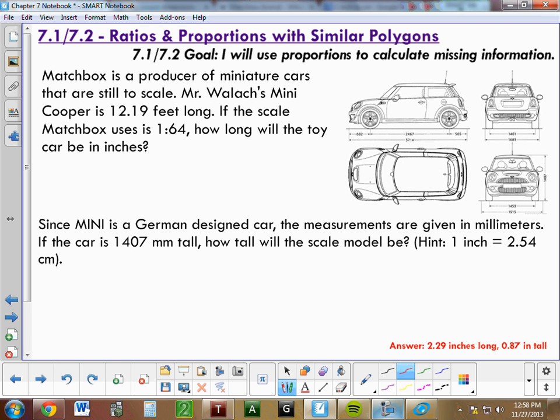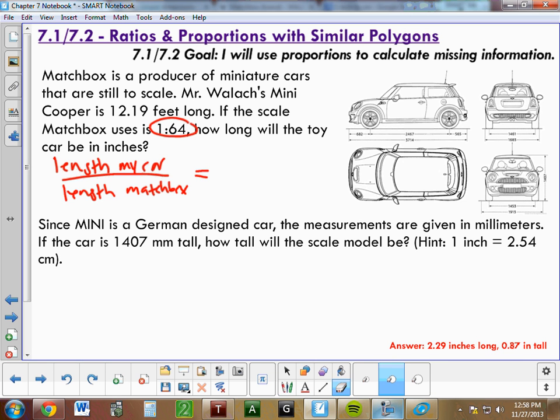So I need to be able to set up a ratio from my car down to a miniature car. And so the length of my car over the length of the miniature car. So I'm just going to put the length of my car over the length of the Matchbox. I should be able to set that up and use this scale. So 1 obviously is going to be the length of the smaller car, and 64 would be the part that goes with my car. So I would set that up as 64/1. You could flip it, and if you had set up the length of the Matchbox over the length of my car, obviously it would just be the same thing, just flipped around.